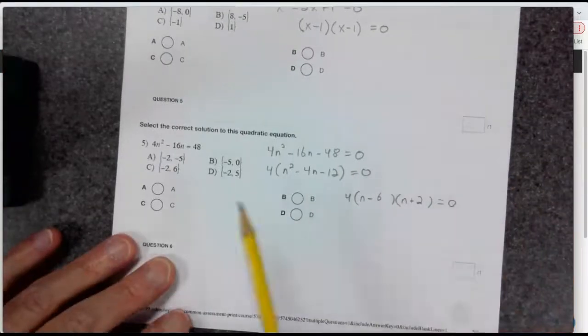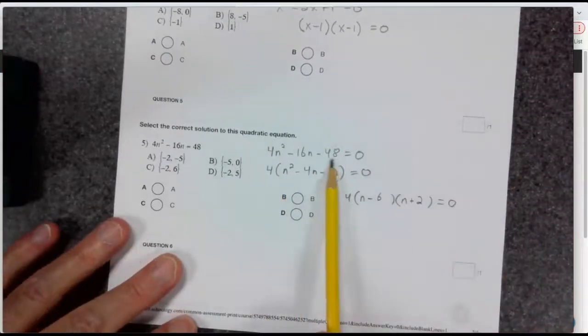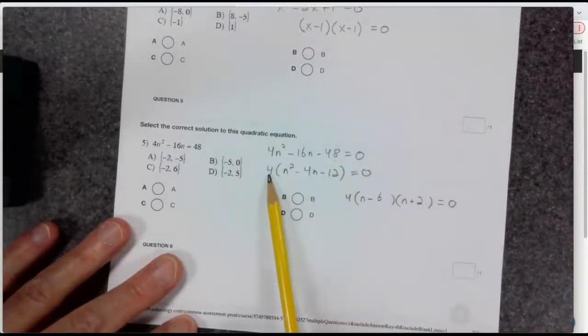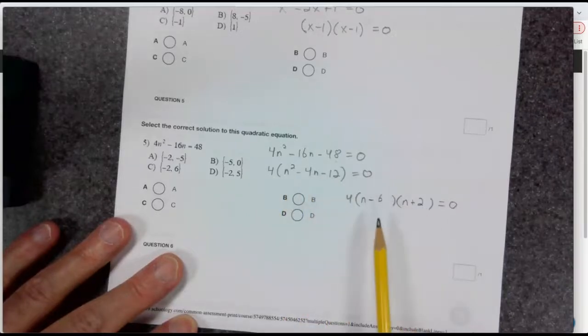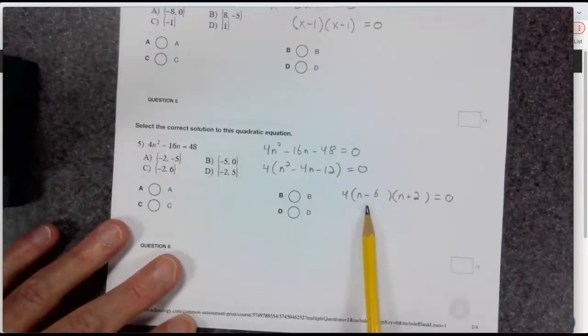All right, number 5, again, standard form first. This one has a greatest common factor of 4, so I took it out. Then I factored this right here. So again, it's a pretty simple factor. So I know that n has to be either 6, that makes this one 0, or negative 2, that makes this one 0.